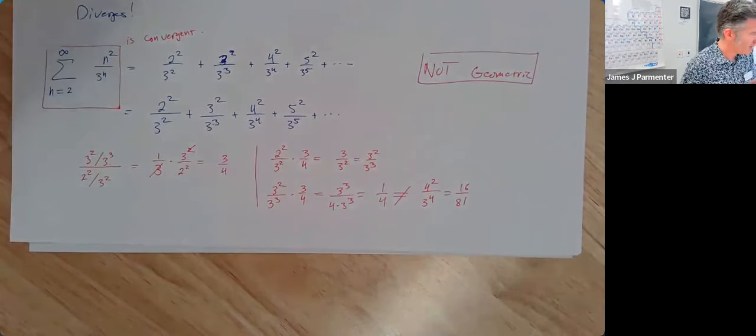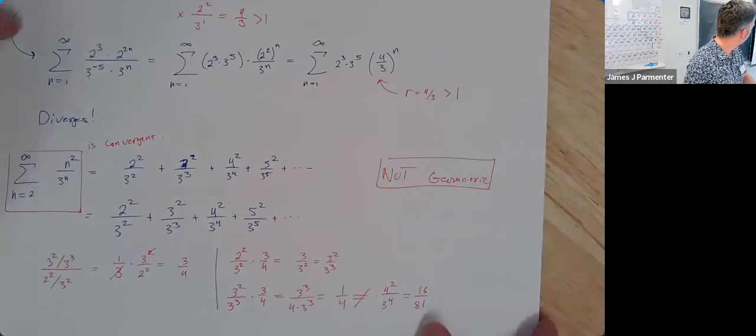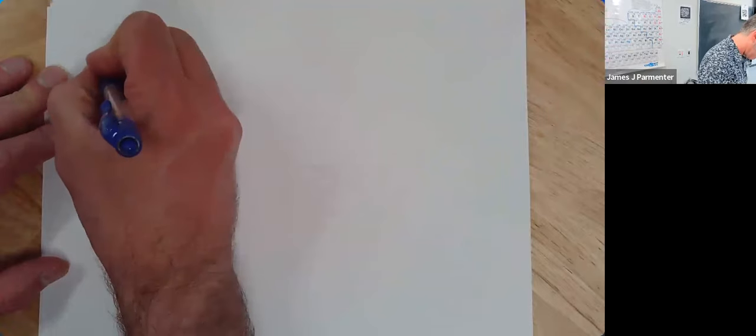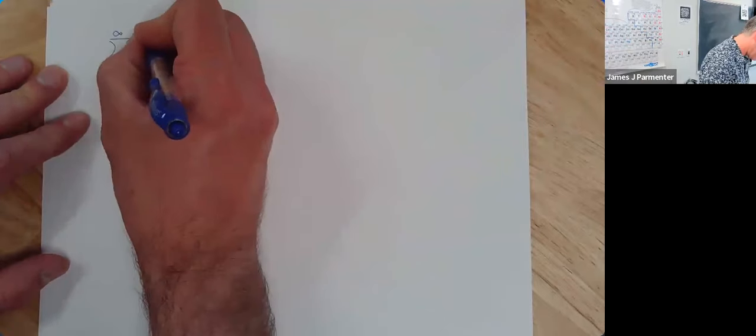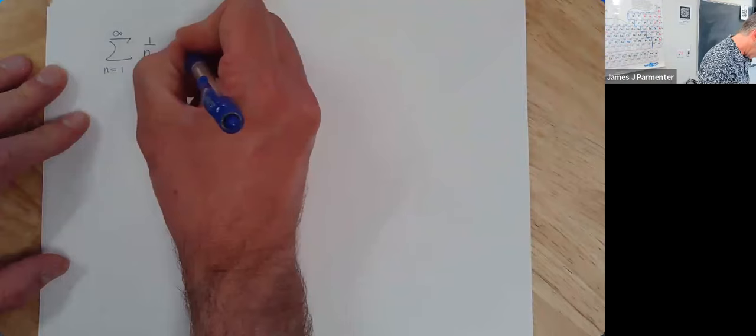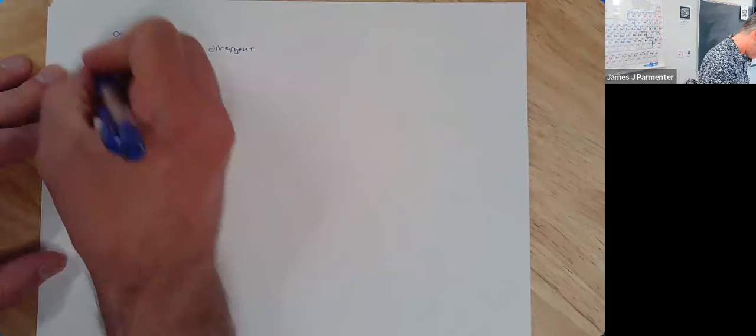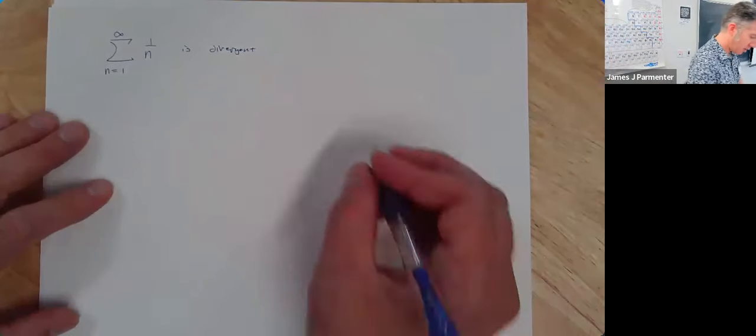This class is always so weird because you talk about a bunch of tests, but you kind of don't talk about all the background behind it. So we did talk on Monday about the fact that this series, the sum of 1/n, is divergent. Kind of a big deal. It's called the harmonic series.